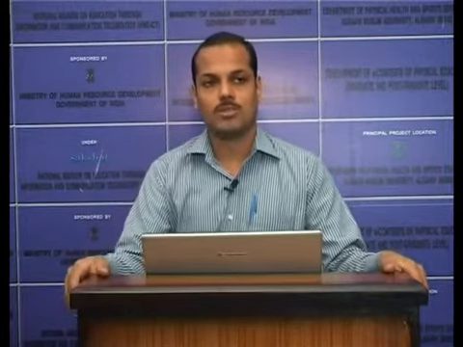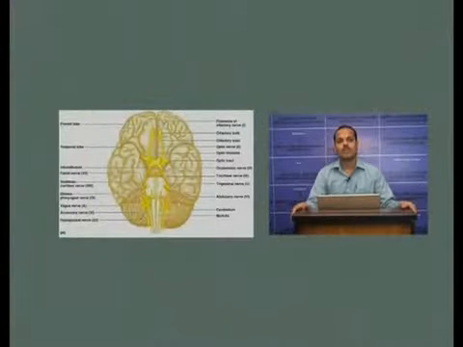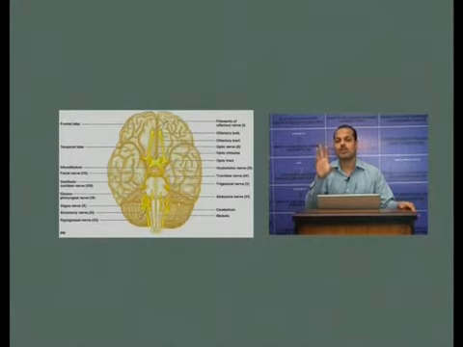The second type of cranial nerves are the motor cranial nerves. These contain only efferent fibers, that is, motor fibers. These are the oculomotor nerve, trochlear nerve, abducens nerve, accessory nerve and hypoglossal nerve.